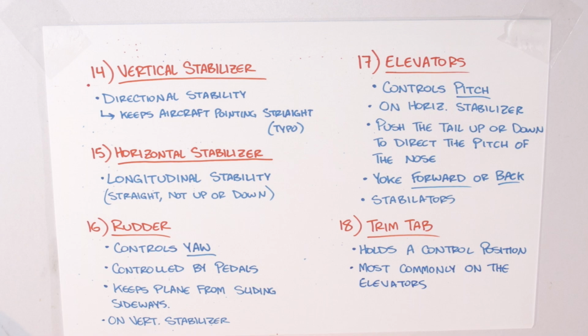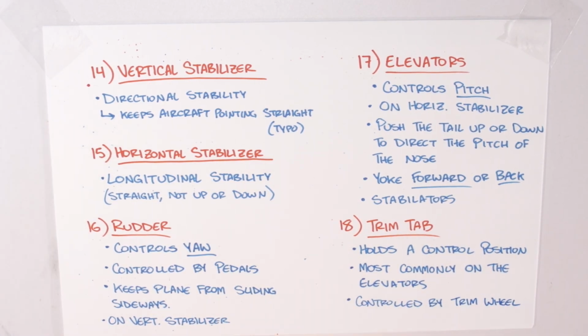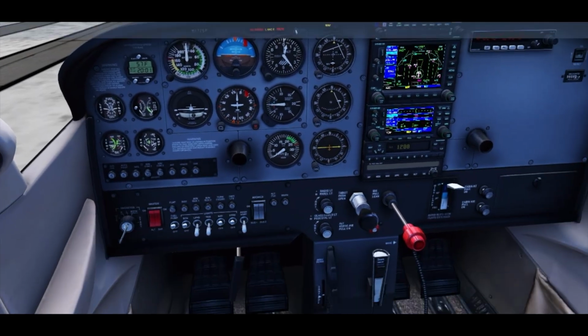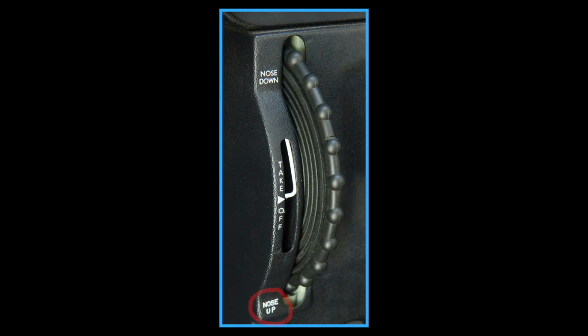A trim tab is most commonly found on the horizontal stabilizer on the elevator, but on some planes they can be found on the rudder or the ailerons as well. The trim tab can be controlled and adjusted with a little black wheel that can usually be found to the right of the instrument panel close to the floor. To trim the nose upward, rotate the wheel downward and vice versa. It's backward, but it works.